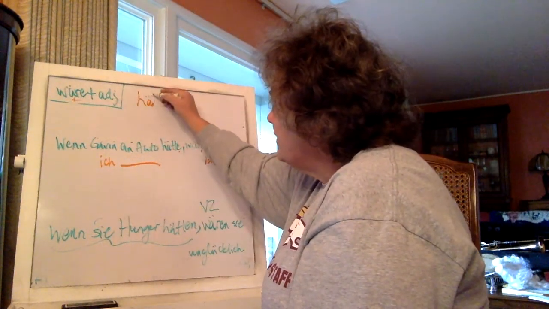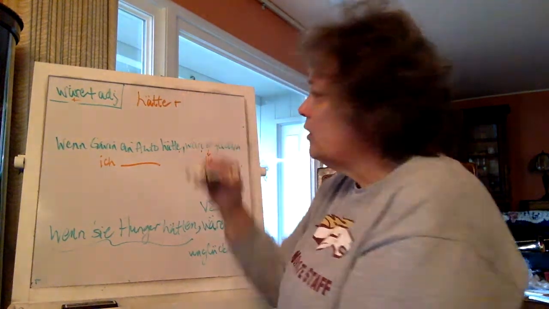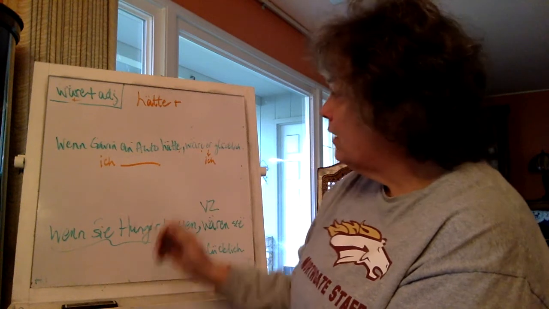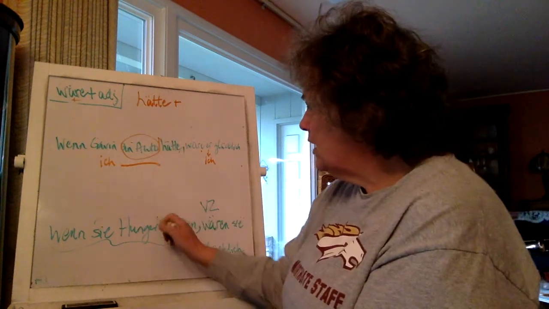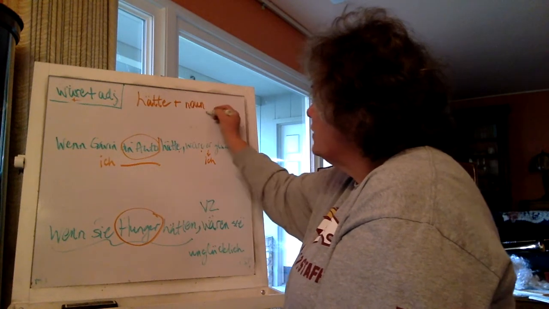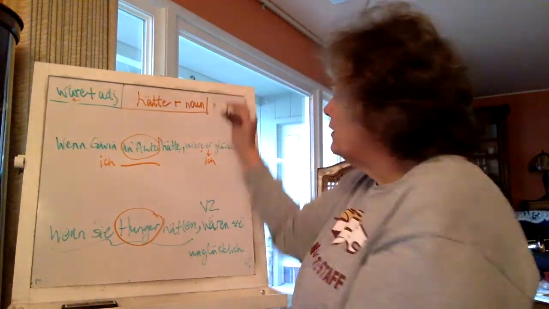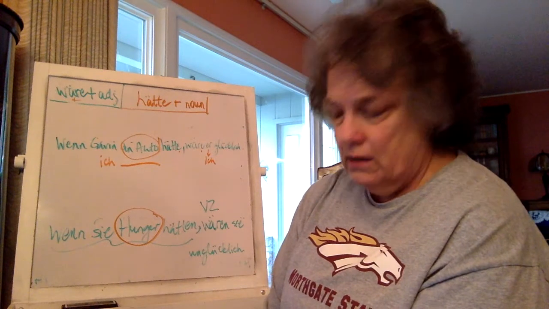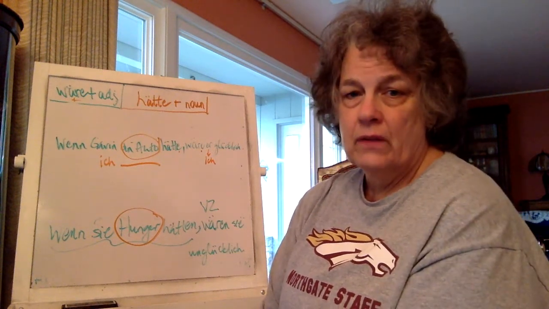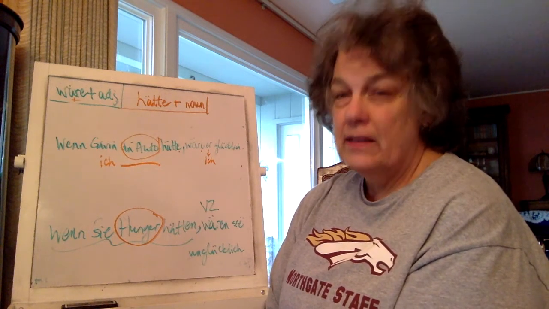Here we're going to have hätte. And what are we always going to have with hätte? We're going to have a noun, right? Here we have a noun. Here we have a noun. So because you have something, right? When you want to use the verb have, you have to have something. Okay? I hope that makes sense.